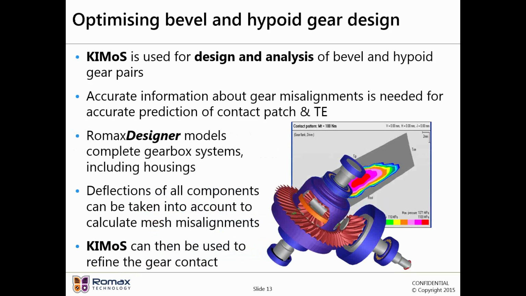So in summary, as Marcus has described, KEMOS is the best tool for the design and analysis of bevel and hypoid gear pairs. So I really have to emphasize the design side, this particular power. And then accurate information about gear misalignments is needed to get an accurate prediction of the contact patch and the transmission error. The Romax Designer models include complete gearbox systems, including the housings and thermal expansions. And then deflections of all those components can be taken into account to calculate the mesh misalignments, and KEMOS can then be used to refine the gear contact.